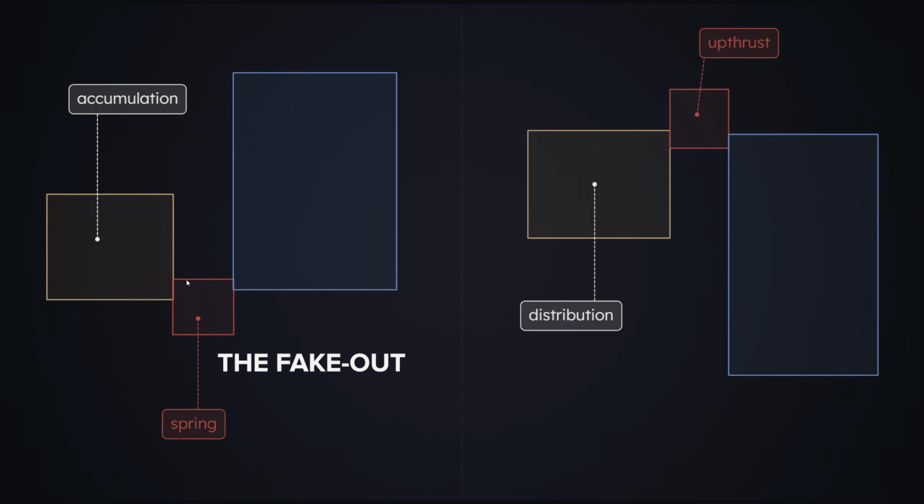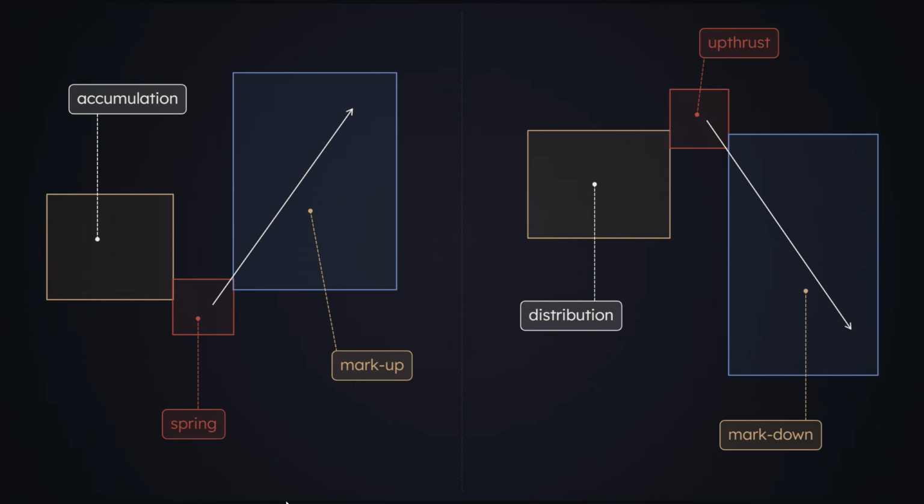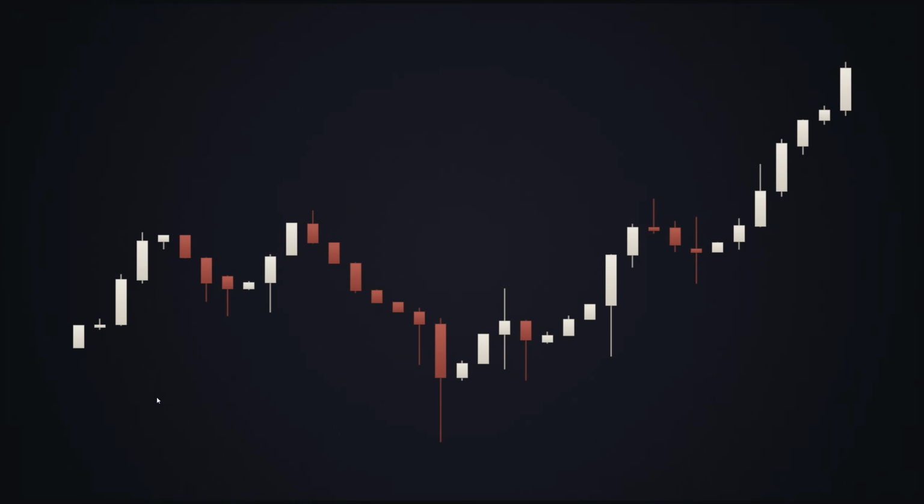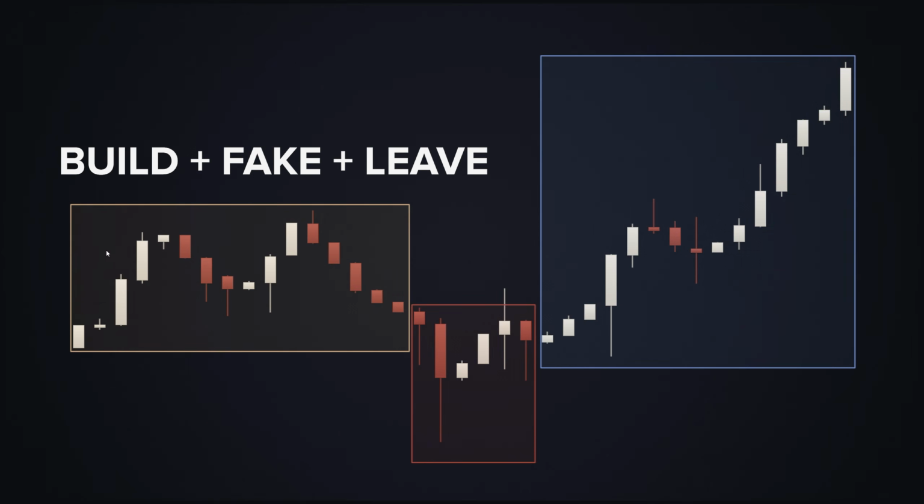Box 2 is the fake, the trap, the spring, or the upthrust we already walked through. The market makes one obvious move past the edge of the range to grab the stops, then snaps back inside. This is the only box you need to time an actual entry from. Box 3 is the leave. Price breaks out of the range in the opposite direction of the fake. If the spring was below, price leaves to the upside. If the upthrust was above, price leaves to the downside. The fake tells you the direction of the real move every single time. Build, fake, and leave. That's the whole map.